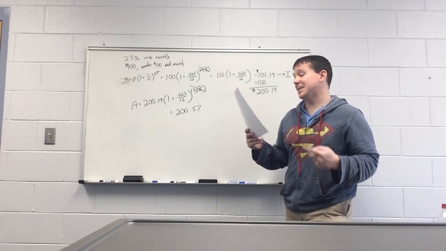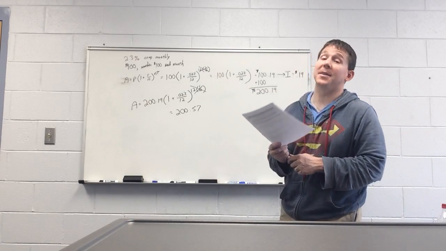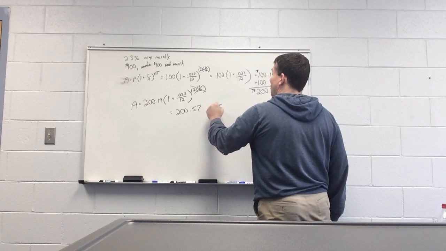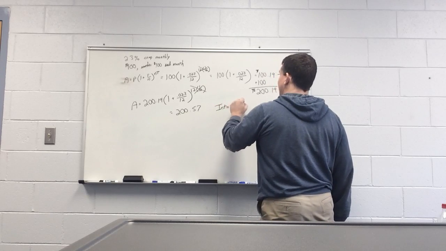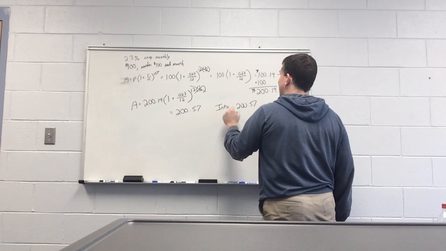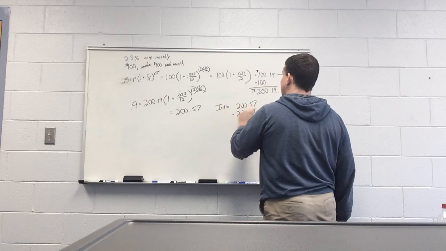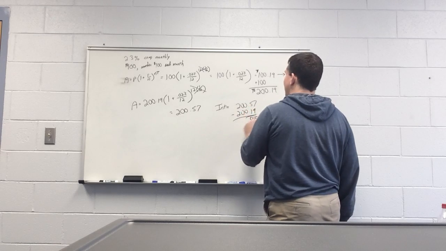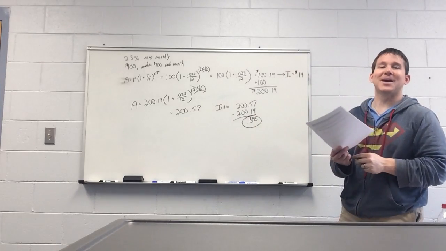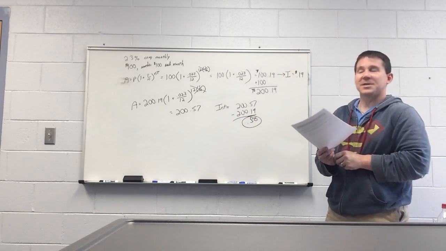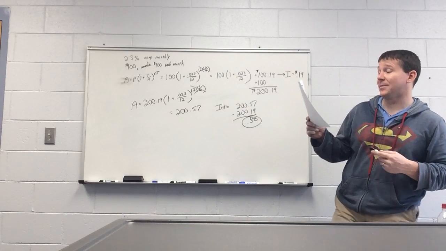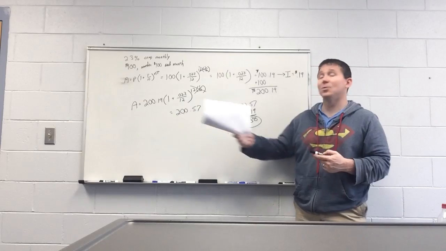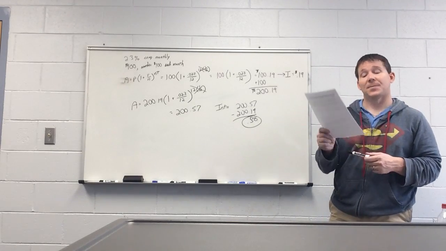The question says the amount of interest earned the second month. That's what I started with. That's what I ended with. So my interest would just be the difference. $200.57 minus $200.19. And I think you get 38 cents, if my quick subtraction is right. So the second month, I earned 38 cents of interest. At the end of the second month, the balance would be $200.57.